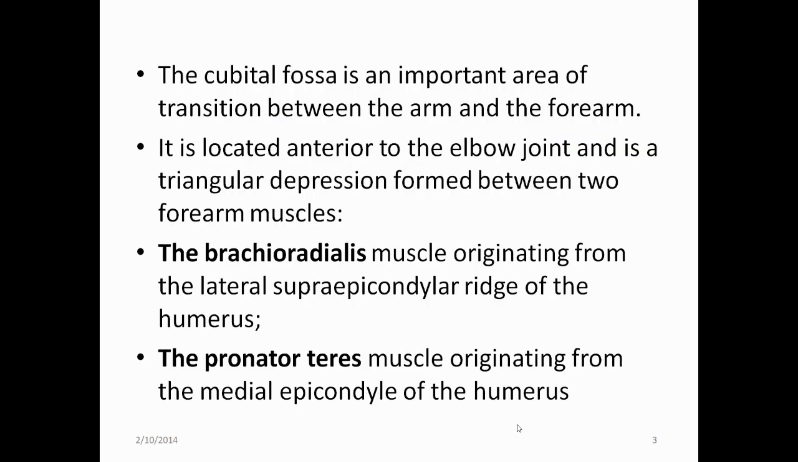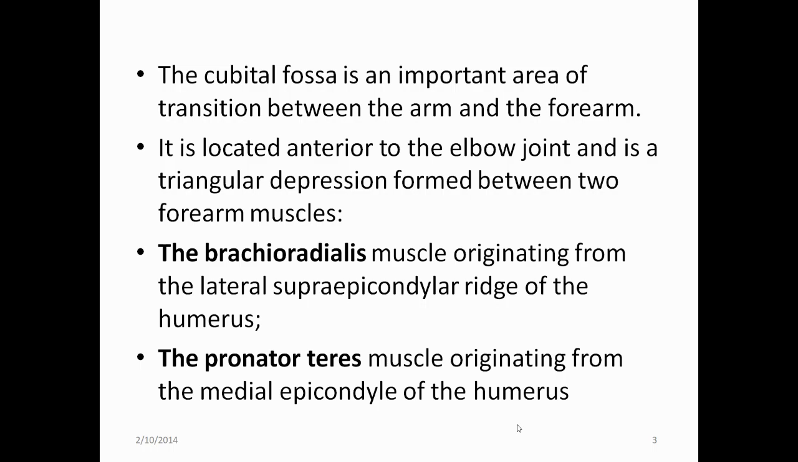The cubital fossa is an important area of transition between the arm and forearm, situated in between them. It is located anterior to the elbow joint and is a triangular depression formed between two forearm muscles. What are the two forearm muscles? The brachioradialis and pronator teres muscles.